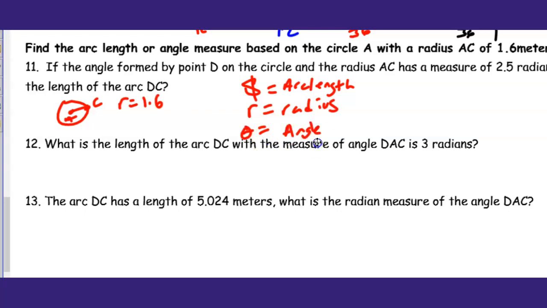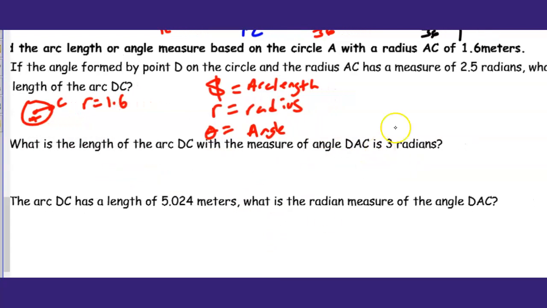Okay, so knowing that, jump down here to 11. It tells us if the angle formed by point D, so there's another point here, D, if that angle right there, as a radius, point D on the circle, and the radius AC has an angle measure of 2.5 radians. What is the length of DC? So what is that arc length? So remember, we use the equation, our arc length equals theta times R.